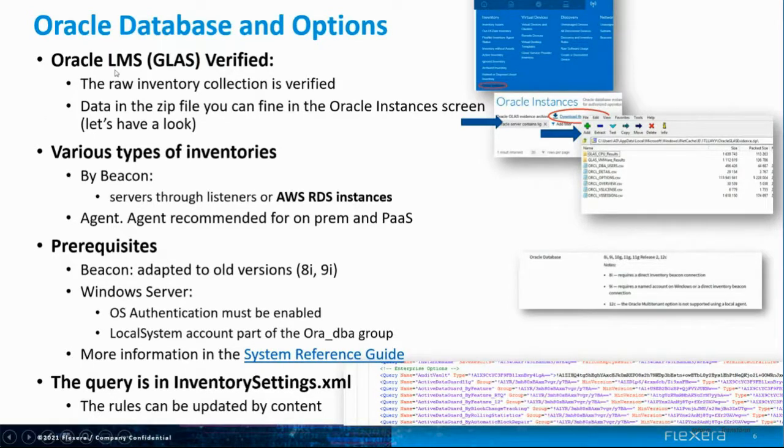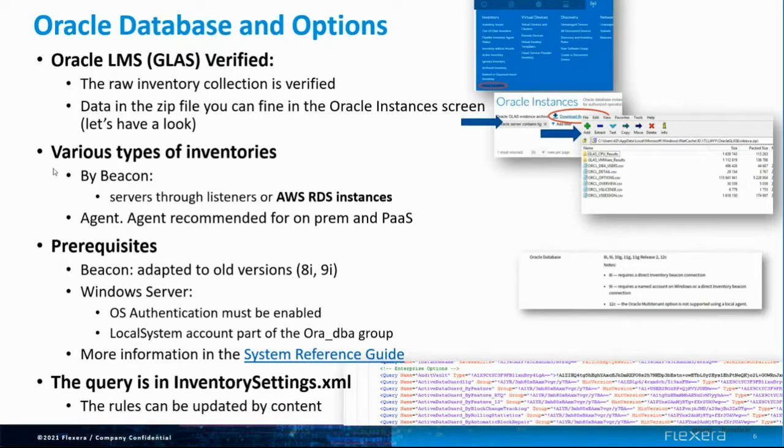That said, there are various types of inventory. So first, the beacon, of course, can do inventory, and that was the first way the Oracle inventory was able to be processed. Oracle inventory through the beacon means the beacon has an Oracle client. It's able to connect to the servers which belong to a tnsnames.ora list of servers, or also servers that have been connected through Oracle Discovery.